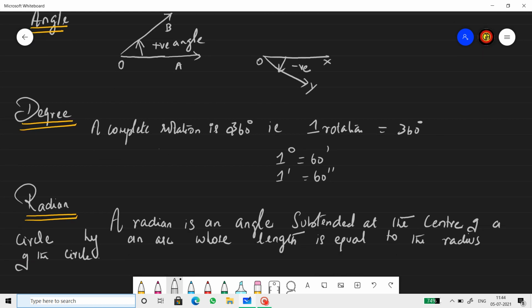A complete rotation is 360 degree, isn't it? A complete rotation means, imagine a line that starts and stops over here. This is a complete rotation. A complete rotation is equal to 360 degree. So that means 1 degree is 1 by 360th of a rotation. 1 degree equals 60 minutes. 1 minute is equal to 60 seconds.